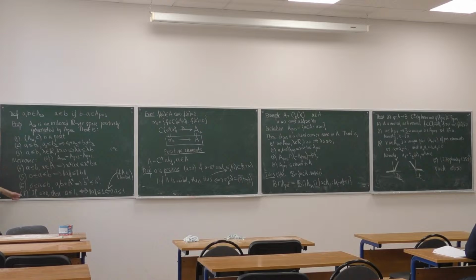For example, if we want to prove property 7, we simply apply the Gelfand-Naimark theorem to the C-star subalgebra generated by A and the identity. Well, in this case, we are in the situation where A is just the algebra of continuous functions, and it's clear that a non-negative continuous function is less than or equal to 1 if and only if its norm is less than or equal to 1. So it's kind of trivial.